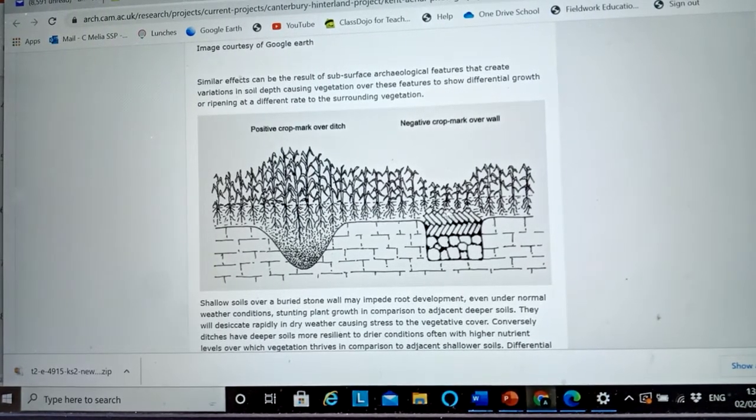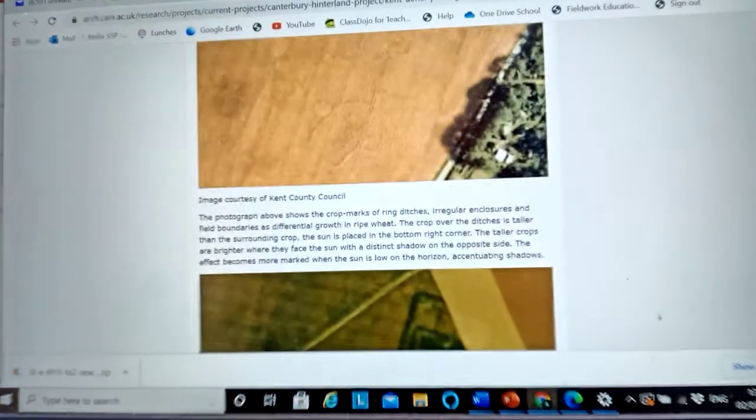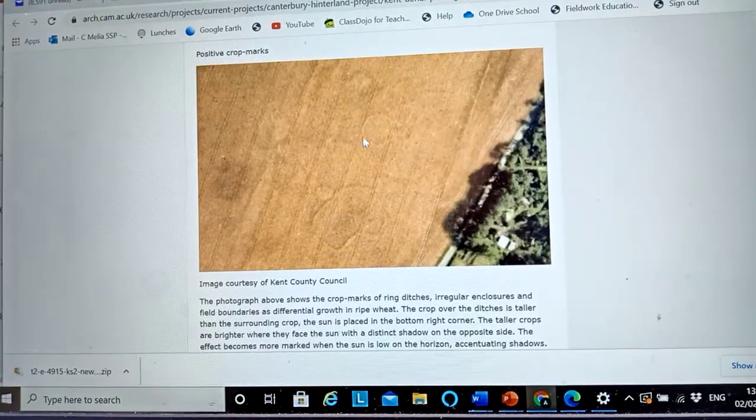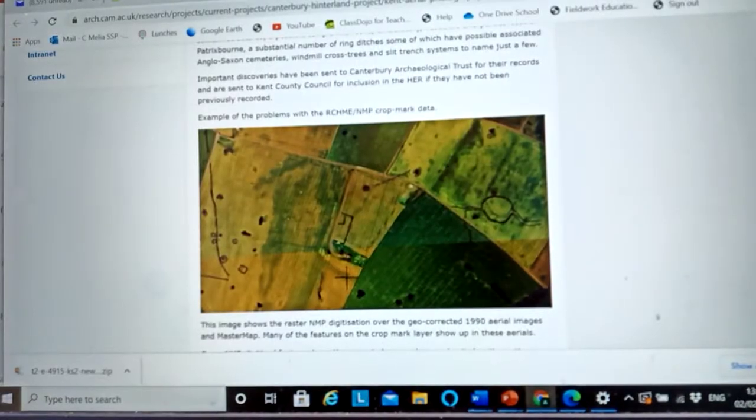Or conversely, if there's rubble in the ground that Neolithic people have left, there's hardly any soil and those plants die first. So what you're seeing in a ring ditch is you're seeing here plants have got a lot more water because it's deeper. And in this one here, you're seeing plants that aren't managing very well because there's rubble in the ground. Okay, so when you have looked at this website, check out those dates on your timeline, perhaps.